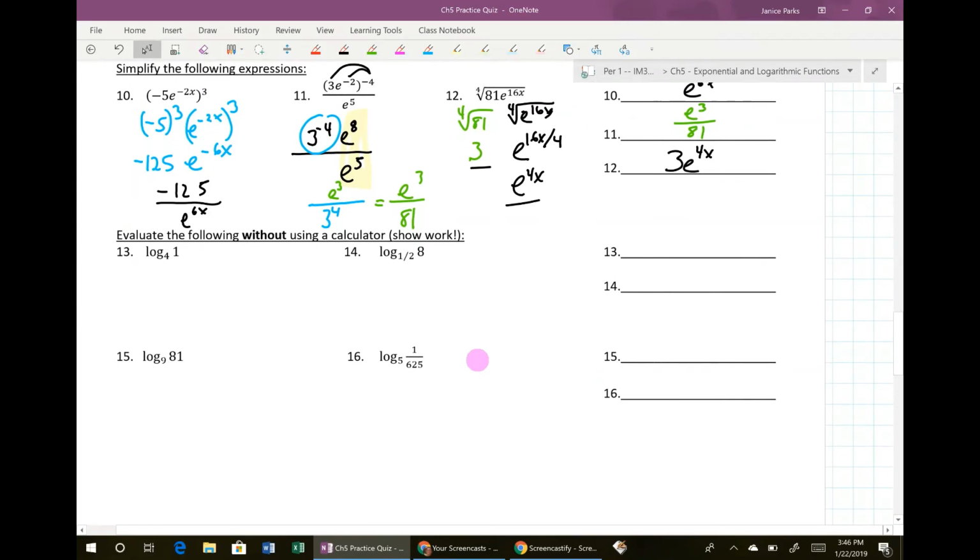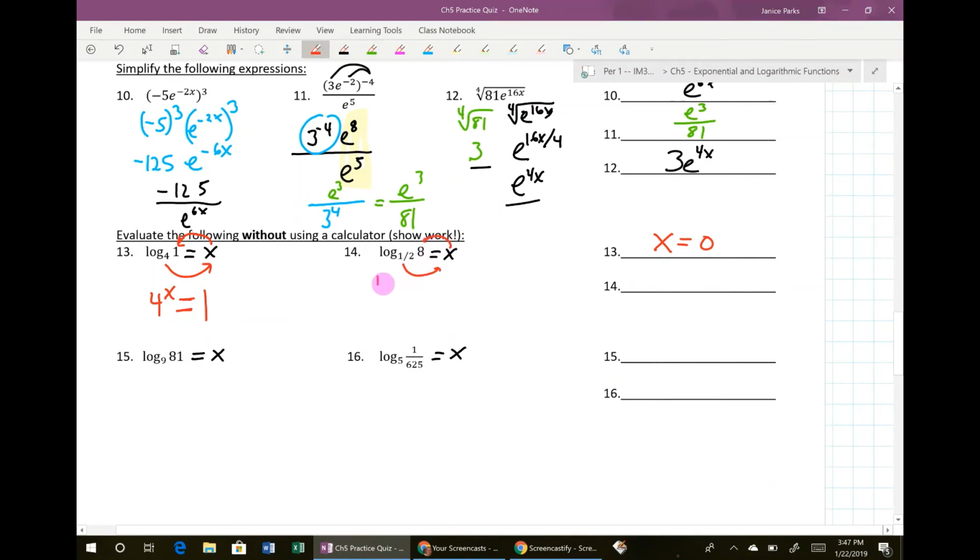For number 13, we're going to solve these. It says without using a calculator. Yes, I know you're going to have your calculator, but you need to show the work. So you need to show at least one step. So we're going to make these equal to x. Then we're going to change it into exponential form. So 4 to the x is equal to 1. This one, mathematically, there's not really any way to figure it out, except to know that the only way to get a 1 is for that exponent to be a 0. So for number 13, x equals 0.